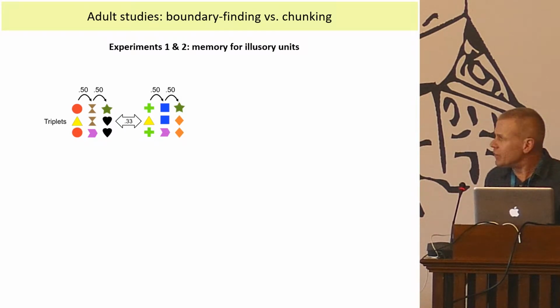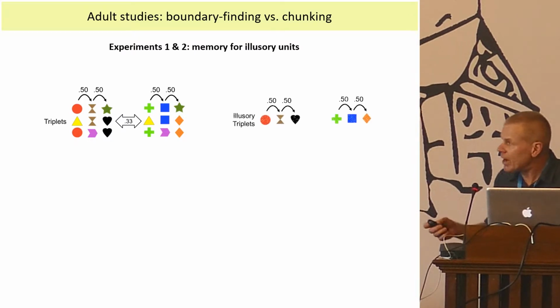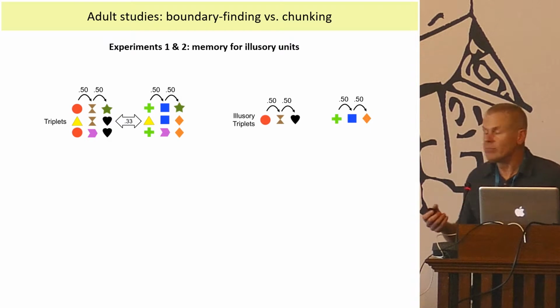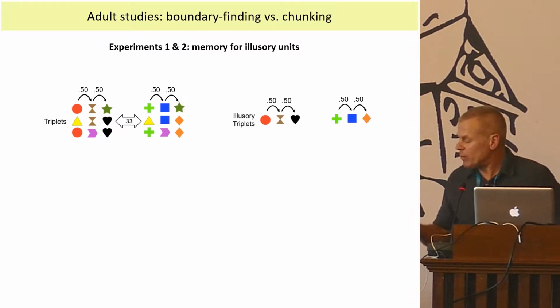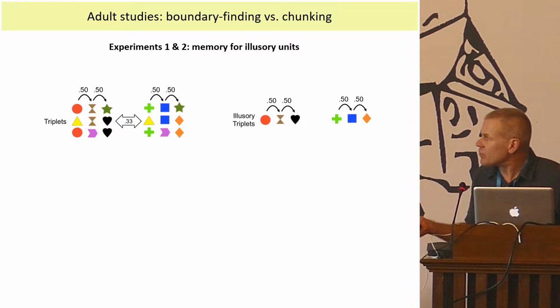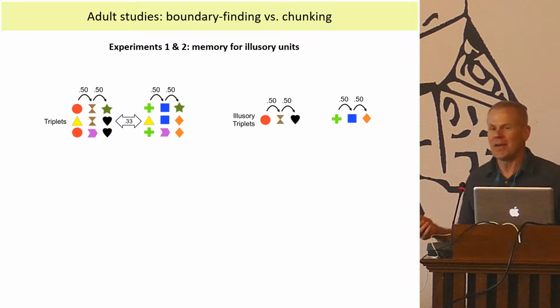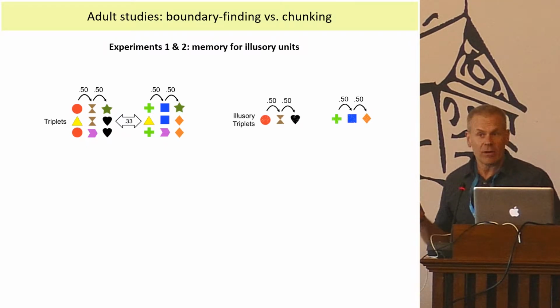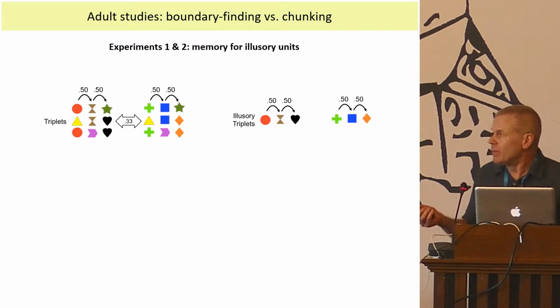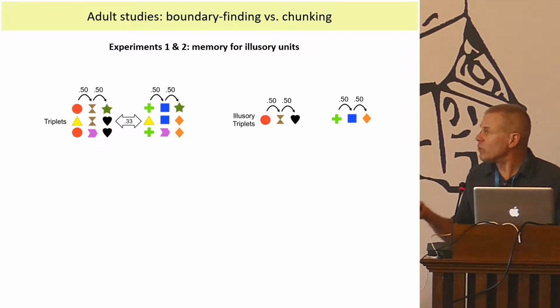What that allows us to do is, during test, we can create what's called illusory triplets. Illusory triplets were never seen during familiarization, but they have the same pairwise transitional probabilities as in the real triplets. So the question is, if adults are learning triplets, in other words, chunks, rather than transitional probabilities, they'll be able to discriminate at test triplets from illusory triplets.